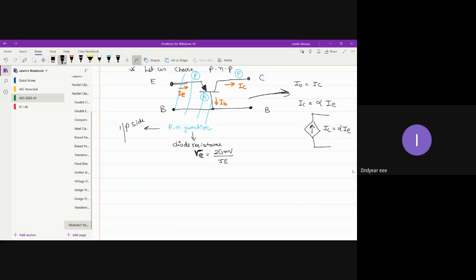Because it is common base configuration. In common base configuration, the current gain is alpha. In common emitter configuration, the current gain is beta. And for common collector, the current gain is going to be alpha. All right, fine.